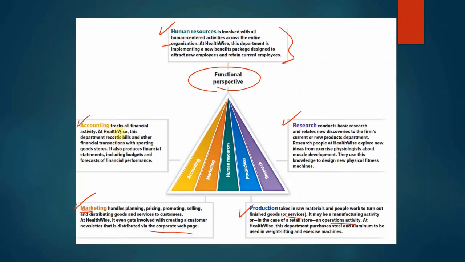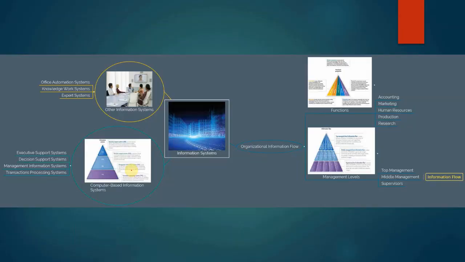And then of course there's accounting, which tracks all financial activity. At HealthWise, this department records bills and other financial transactions with sporting goods stores. It also produces financial statements, including budgets and forecasts of financial performance. So we understand the functions of a typical organization.